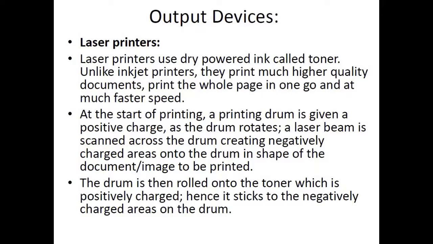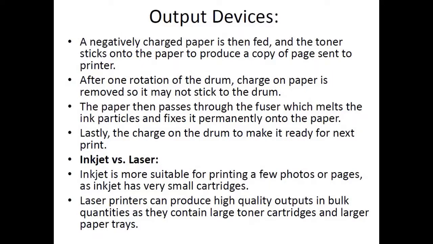The drum is then rolled on to the toner, which is positively charged, hence it sticks to the negatively charged areas on the drum. A negatively charged paper is then fed, and the toner sticks onto the paper to produce a copy of page sent to the printer. After one rotation of the drum, charge on paper is removed so it may not stick to the drum. The paper is then passed through a fusor. It is basically a heater which melts the ink particles and sticks them onto the paper permanently. Lastly, the charge on the drum is erased to make it ready for the next print.